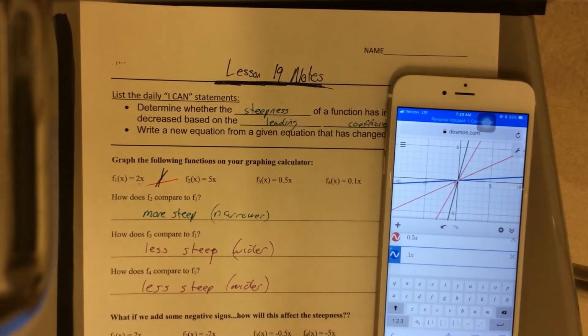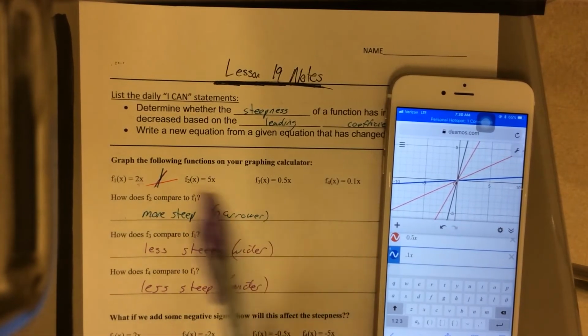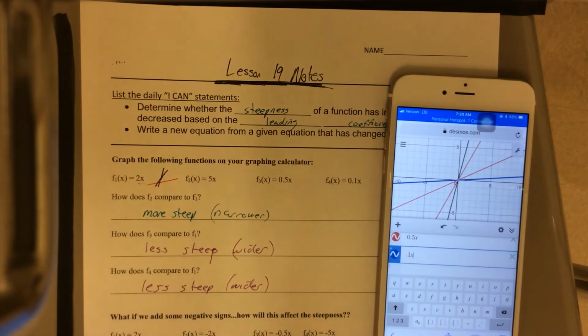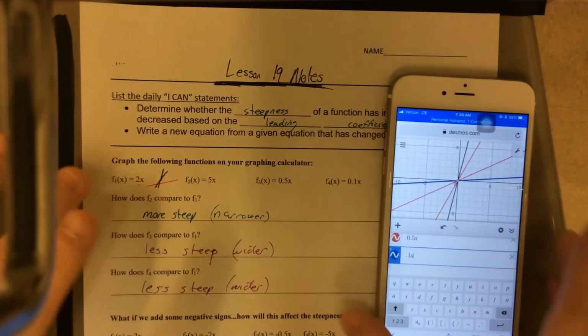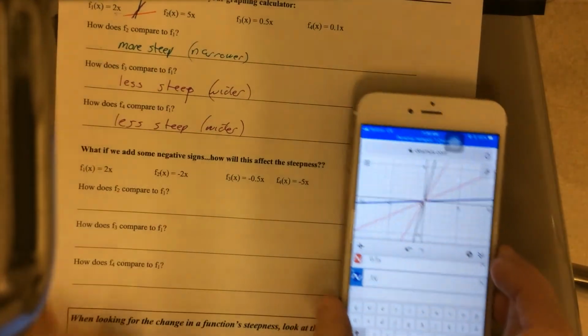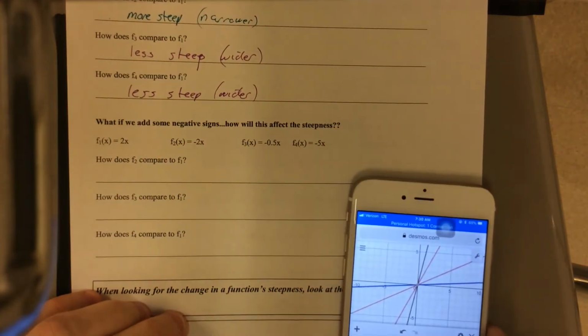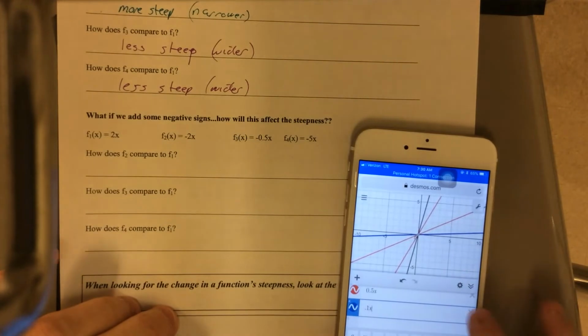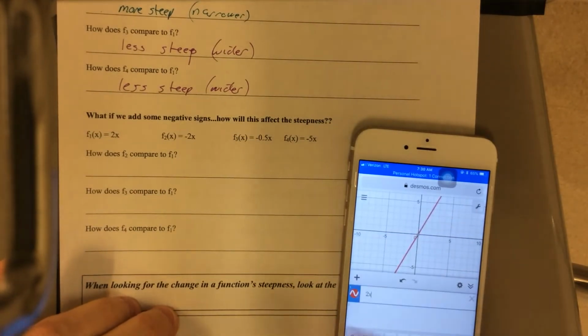Alright, so good on those. Those are linear functions right there. They all make a straight line. That's all linear means. So moving on down here, it says, what if we add some negative signs? How will this affect the steepness? Well, let's check it out.